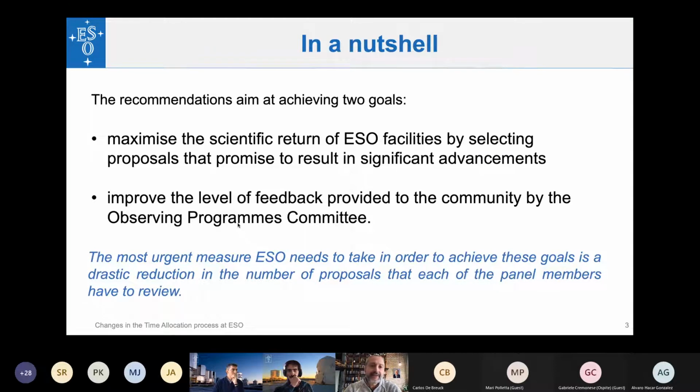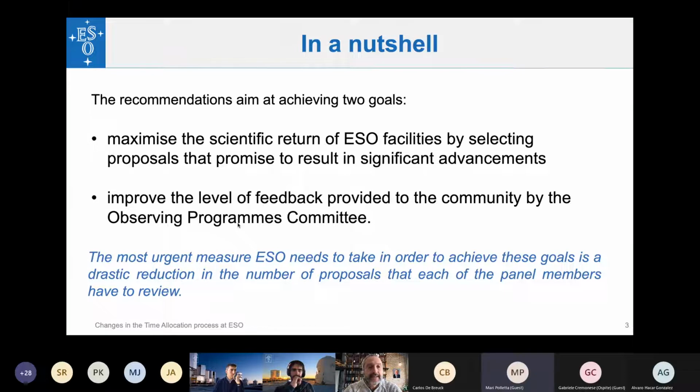And basically, the recommendations aim at achieving two goals. One is philosophical, which means maximizing the scientific return of ISO facilities by selecting the best proposals. And we can debate for a long time what best proposals are, but here it's phrased like the proposals that have the promise to result in significant advancements in science.